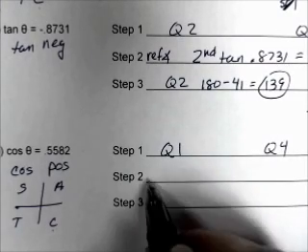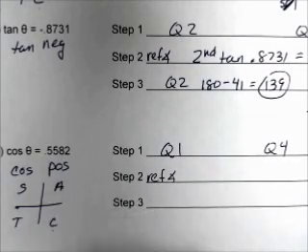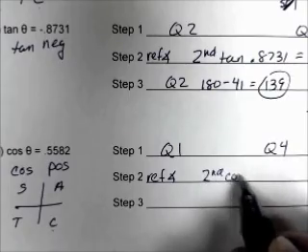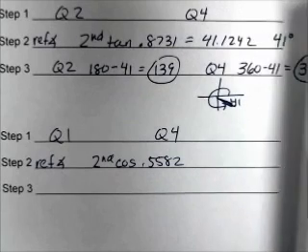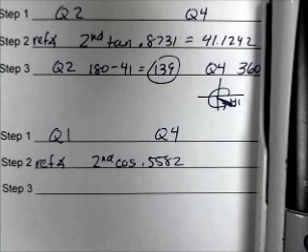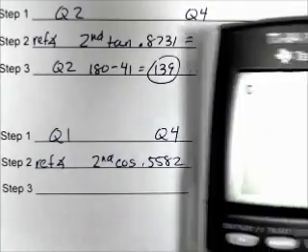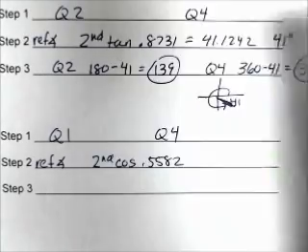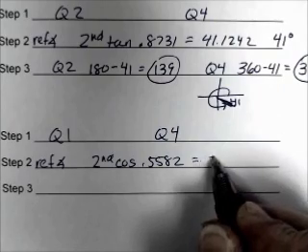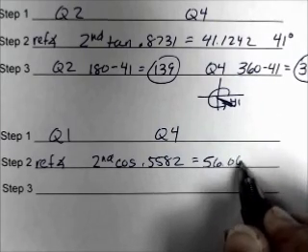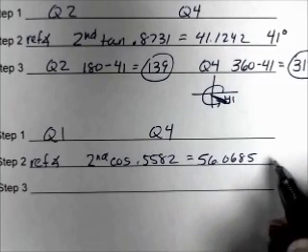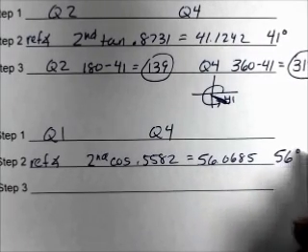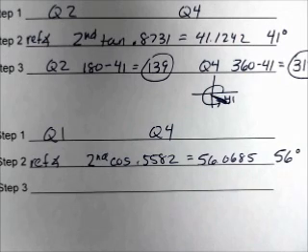Next, we want the reference angle. So we key in second cos of 0.5582 on the calculator. That's 56.0685. I'm just truncating, I'm not rounding here. So again, this is 56 degrees. This is our reference angle of 56 degrees.